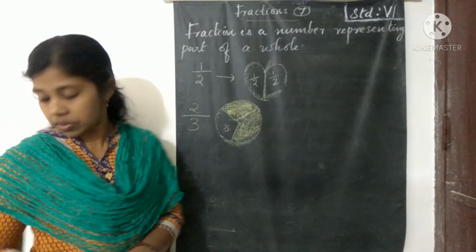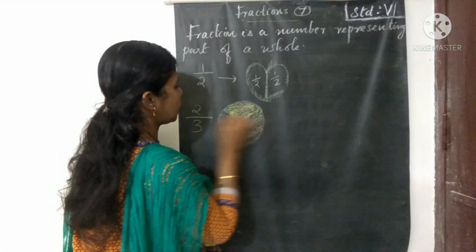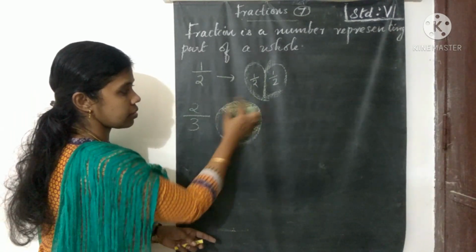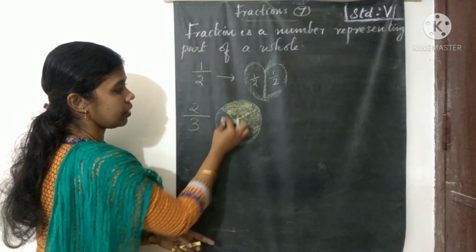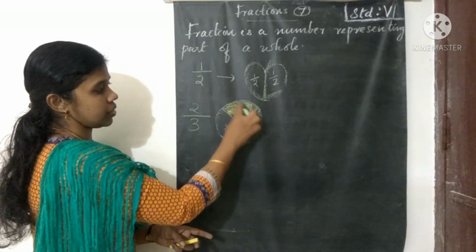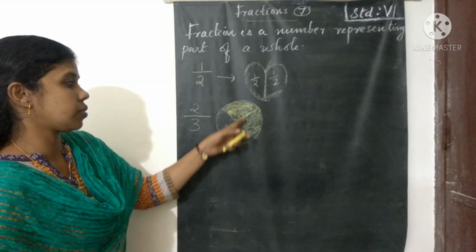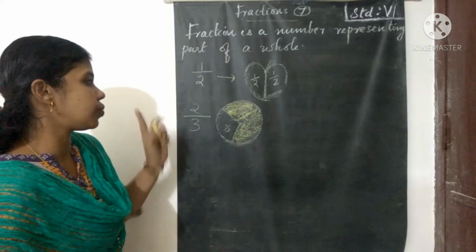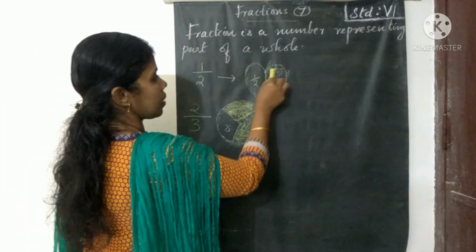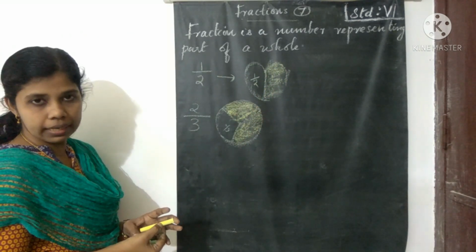So this picture denotes what? 2 by 3. In this whole object with 3 equal parts, each part is called 1 by 3, but here 2 parts are shaded. So this picture represents 2 by 3. Here this picture represents what? This picture represents 1 by 2. Okay, clear?